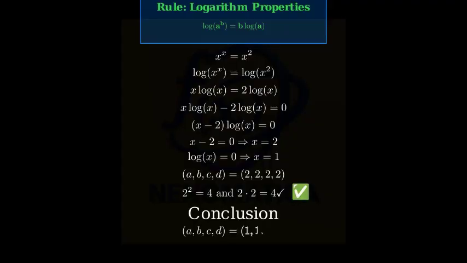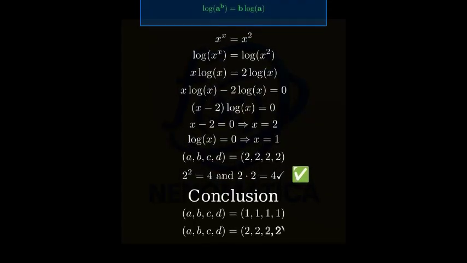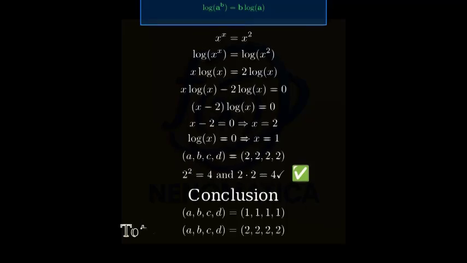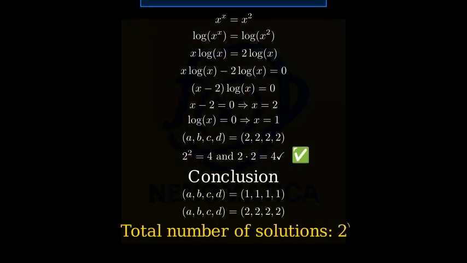In conclusion, we have two solutions. 1. When A equals B equals C equals D equals 1. 2. When A equals B equals C equals D equals 2. Therefore, there are two possible sets of natural numbers that satisfy all the given relationships. Let's summarize what we've learned. We had a system of 4 equations with natural numbers A, B, C, and D. We found that there are exactly two solutions, either all variables equal 1 or all variables equal 2.